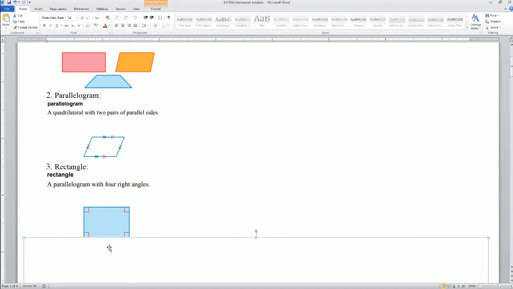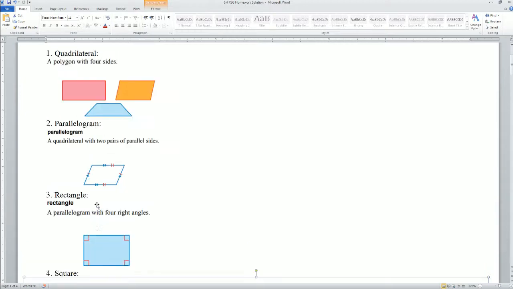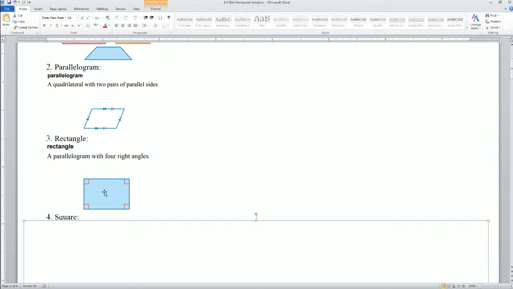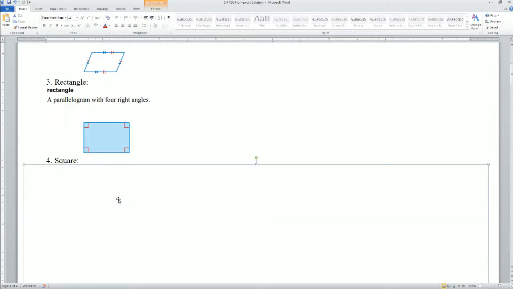Okay, rectangle. A rectangle is a special type of parallelogram. In this case, it is again a quad. It has four sides. Parallelogram: the left side and the right-hand side are parallel, the top and the bottom are parallel. Also, it has four right angles. That's what makes a rectangle unique.